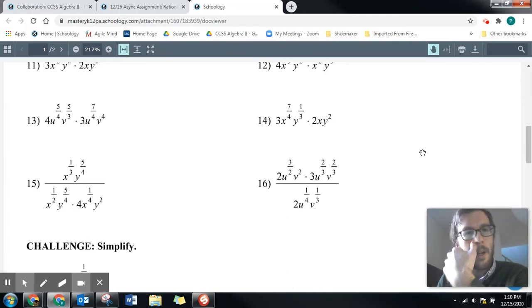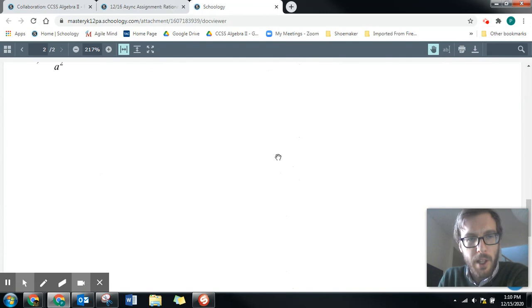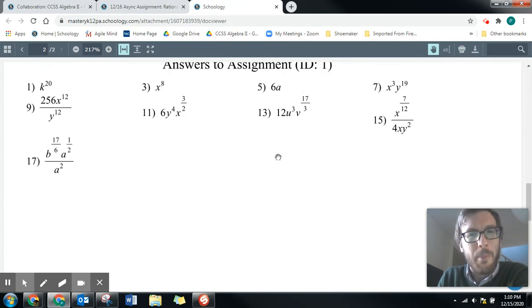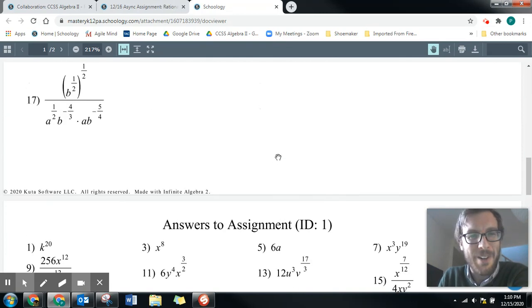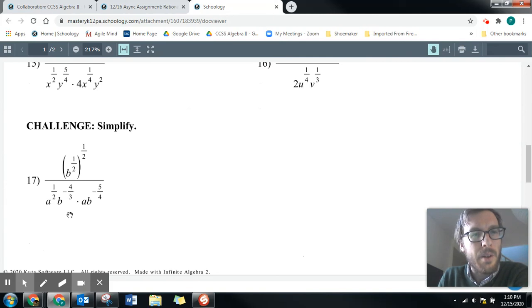The others are just some more challenging applications. You might need to add fractions there. You can go ahead and use a calculator for that. And there's one challenge. I know that I've provided the answer for 17, but that's all right. It's less of a challenge now that you can see the answer.